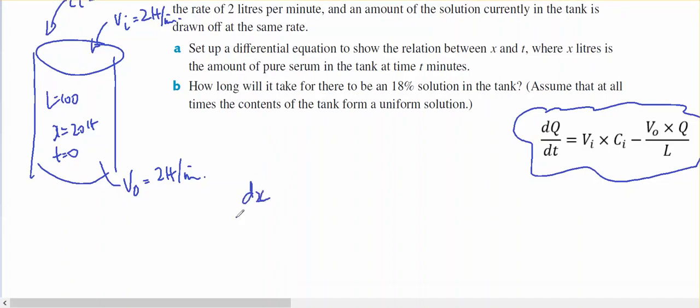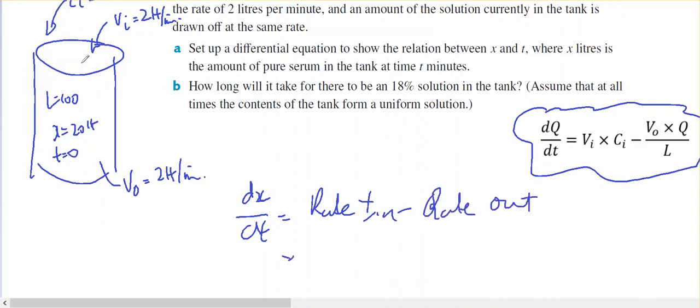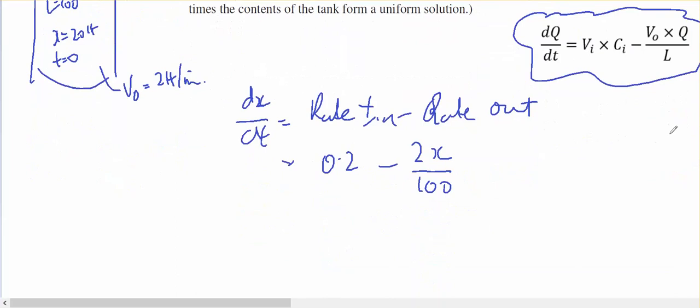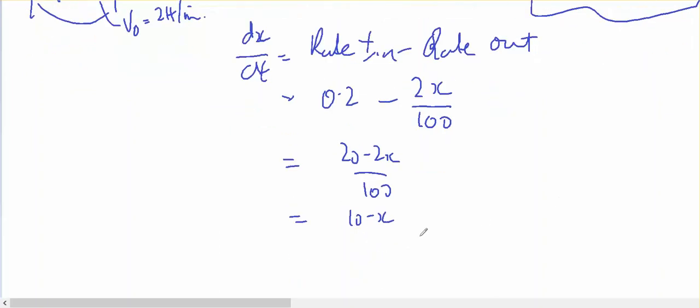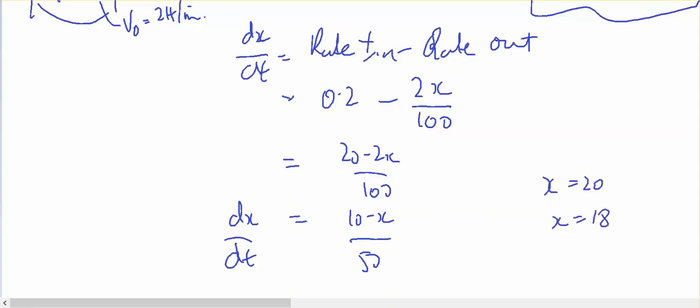So dx dt will equal the rate in minus the rate out, which will be 0.1 times 2 is 0.2 minus 2 times x on 100, which is 20 minus 2x on 100, which is 10 minus x on 50. Now, the algebra creates a little bit of a problem because x is 20 and I need later for x equal to 18.